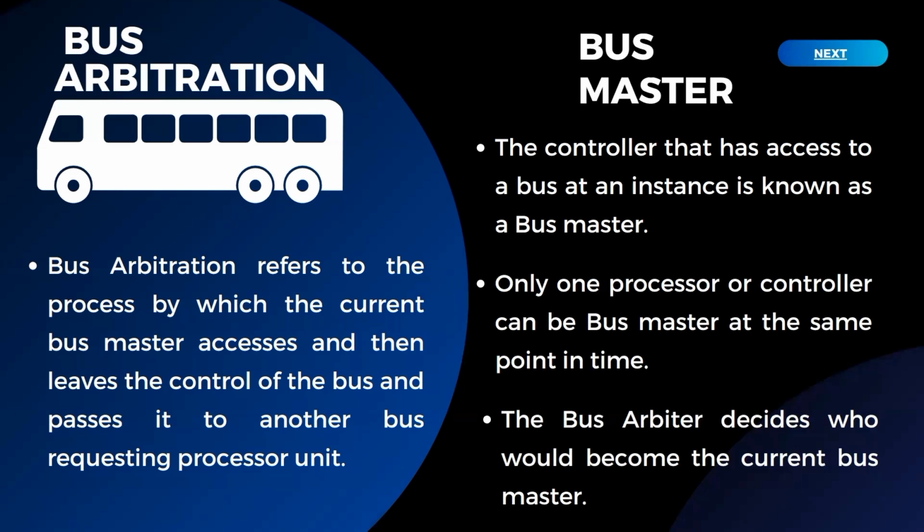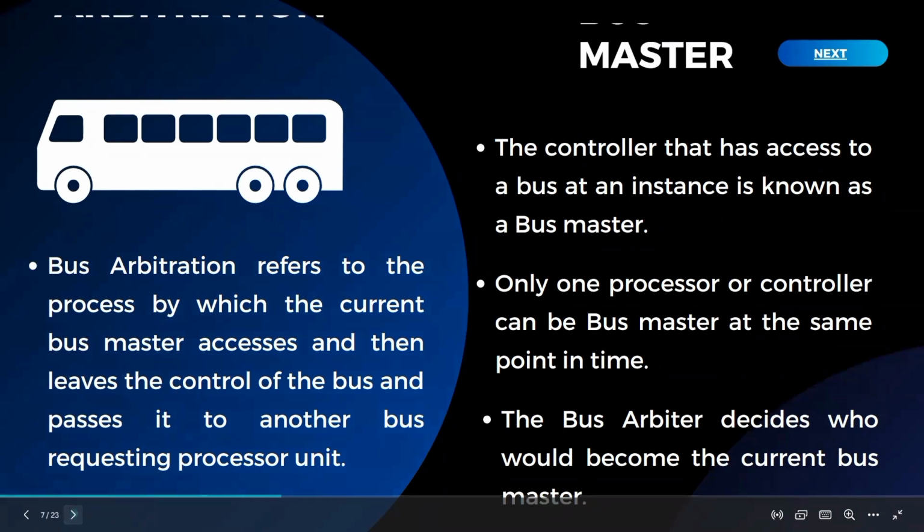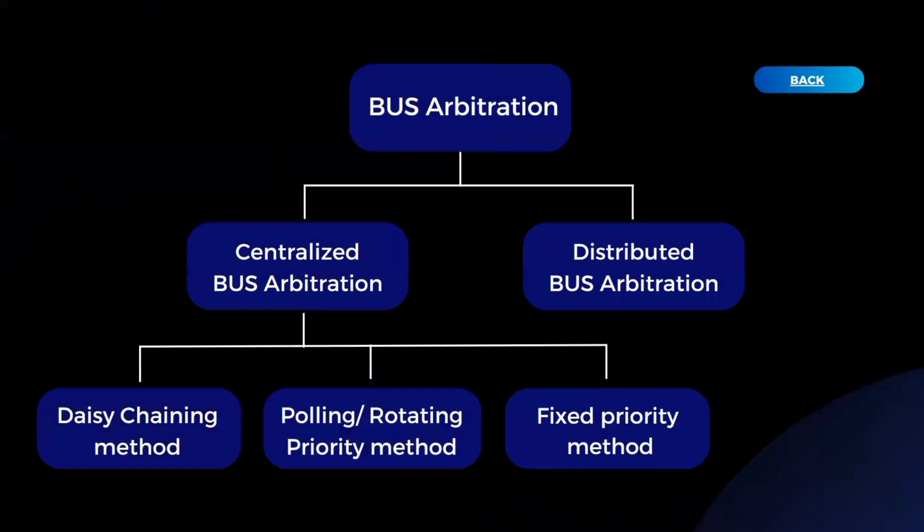So we will now see the two approaches to bus arbitration. Bus arbitration can be approached in two ways: centralized bus arbitration, where a single bus arbiter performs the required arbitration, and distributed bus arbitration, where all devices participate in the selection of the bus master. Further, methods of central bus arbitration are as follows.